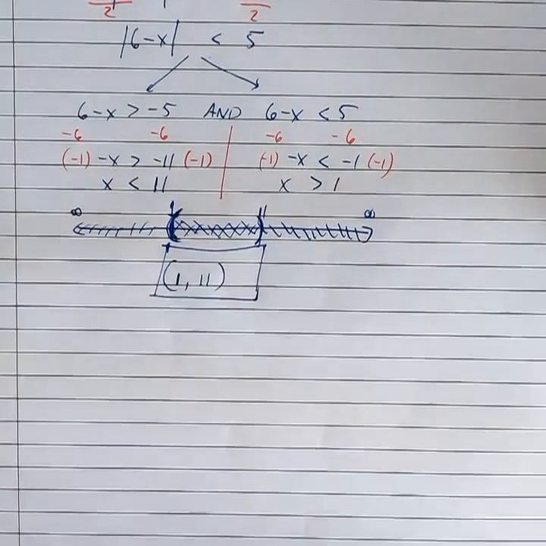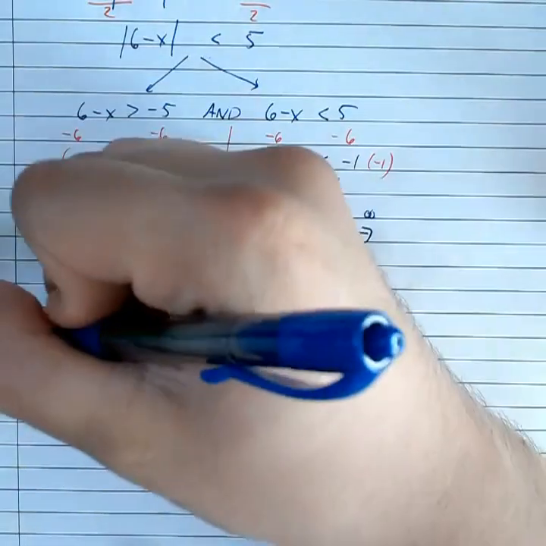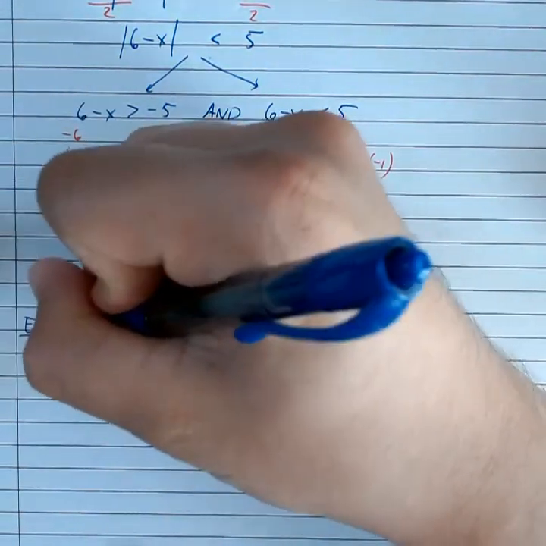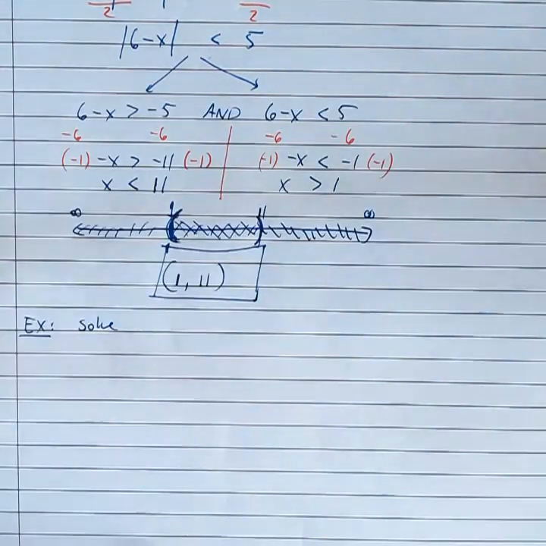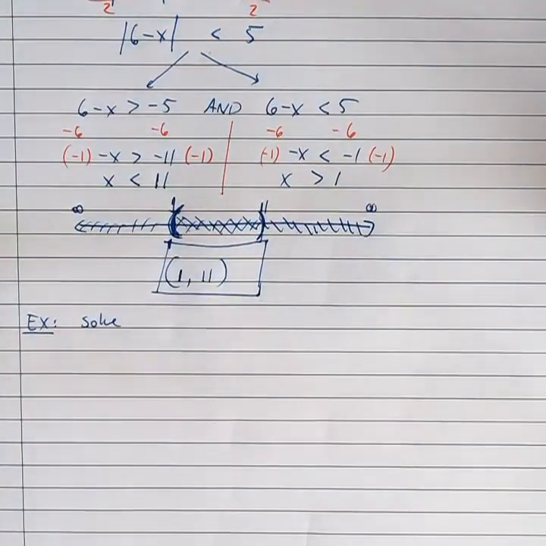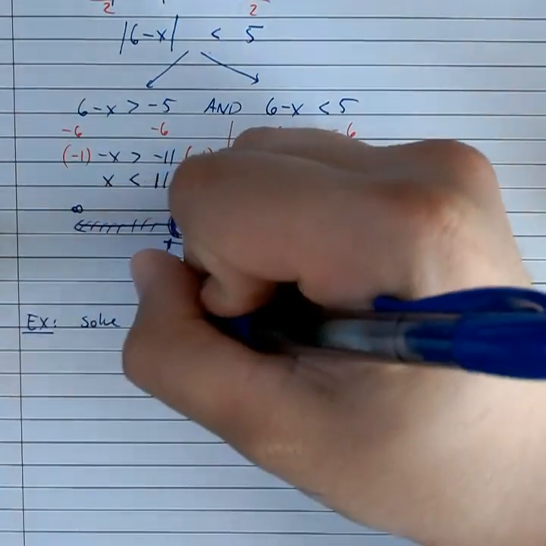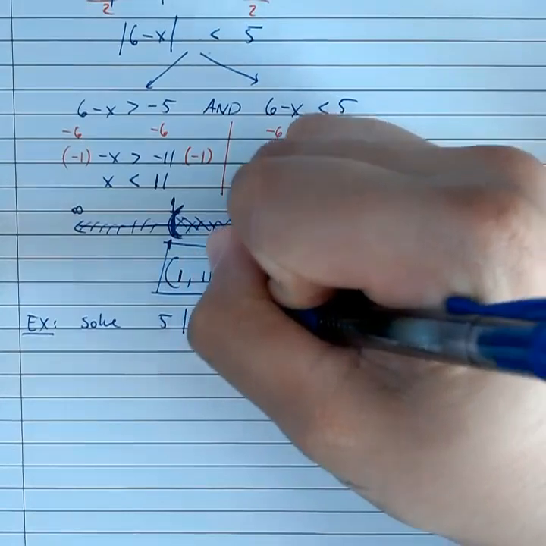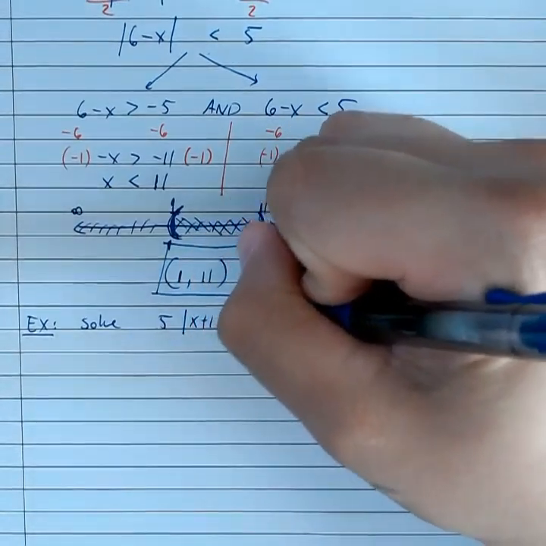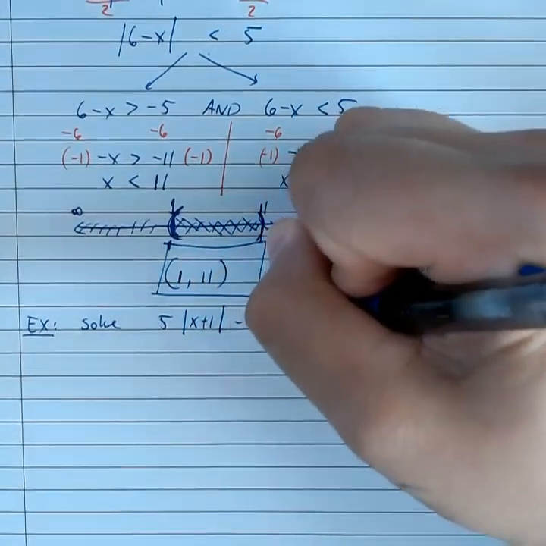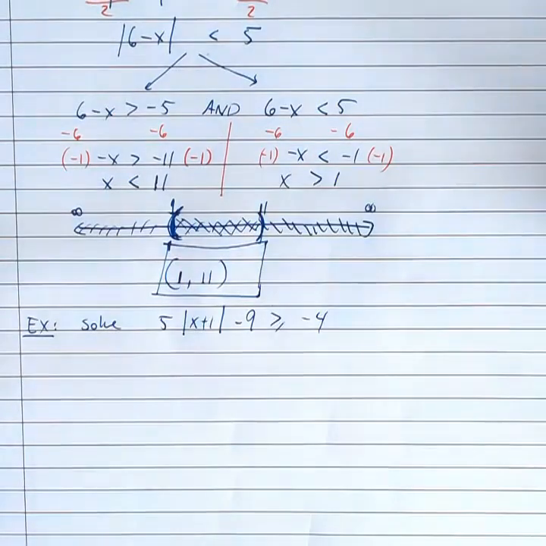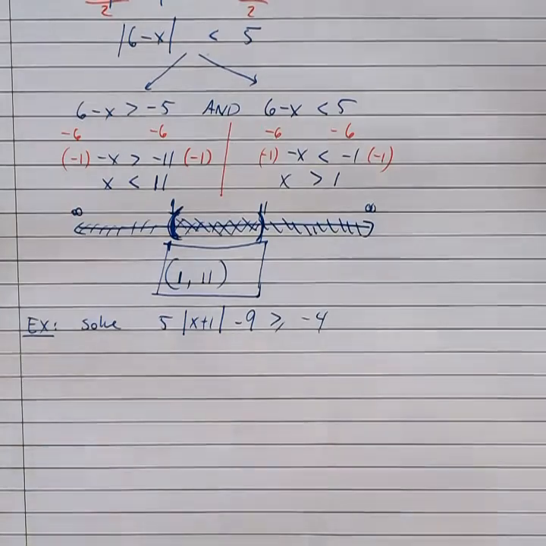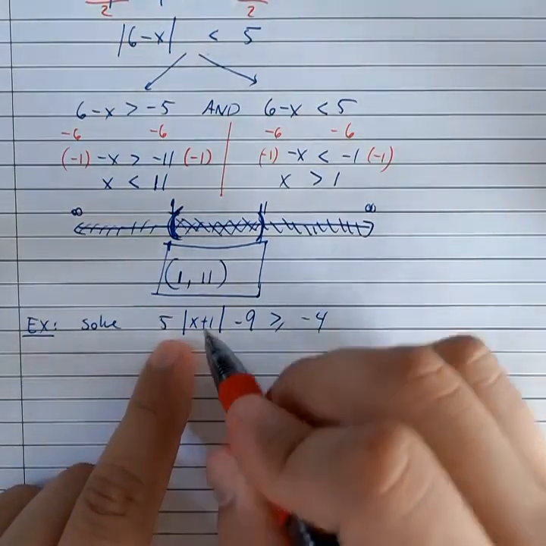So let's take a look at an example of the other case where we have an OR statement. We're going to solve the following. Let's try 5 times the absolute value of x plus 1 minus 9 is greater than or equal to negative 4. Just like that. Once again, before we make any decisions, we want to go ahead and isolate our absolute values.